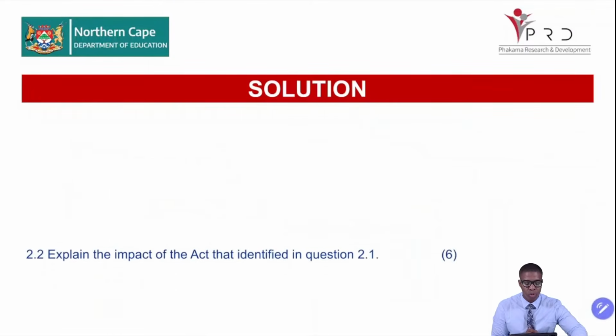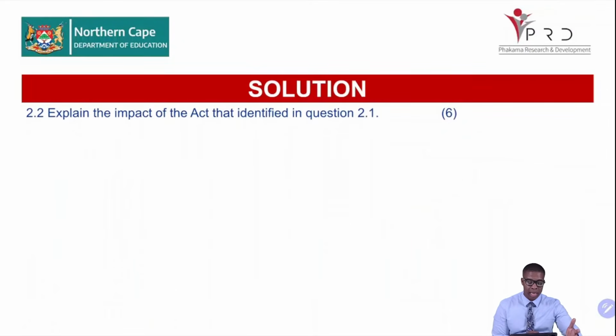Now we jump to 2.2, where we talk about explaining the impact of the act that was identified in question 2.1.